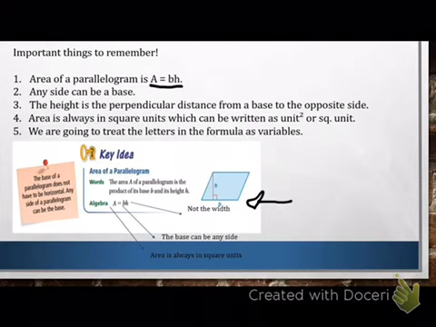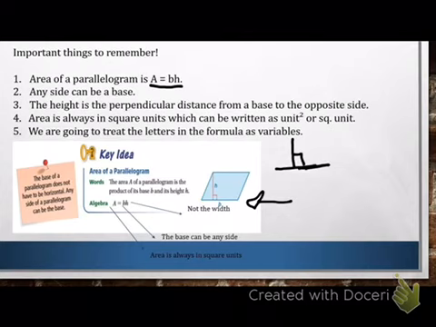The height is always going to be perpendicular to one of the bases. So the height is always perpendicular, and when we think of perpendicular, if this is my base, it will be running this way. It will always form a right angle. So the height is the perpendicular distance from a base to the opposite side.